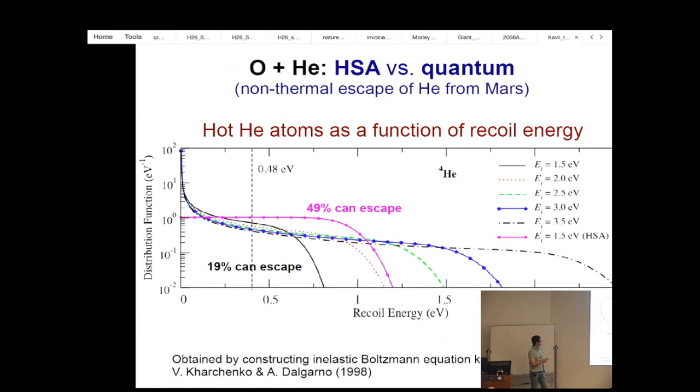If one calculates just a hard sphere cross section versus the fully quantum one, the result will be that 49% of hydrogen after these kinds of collisions will be able to escape, as enough energy gets transferred. This is what the hard sphere approximation would predict, versus the 19% that could escape according to the fully quantum model. That's different, and that's just one energy.